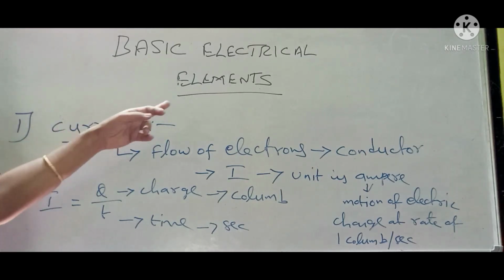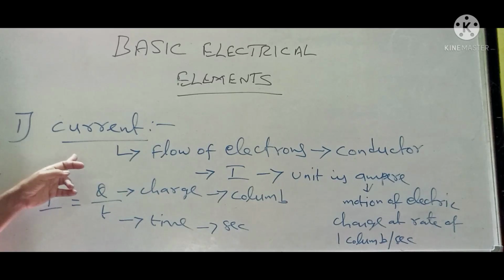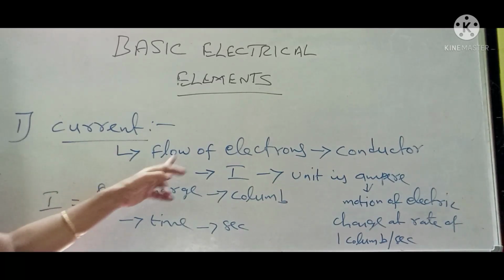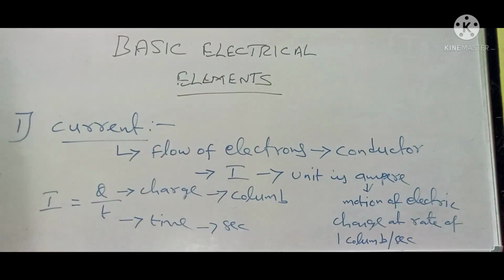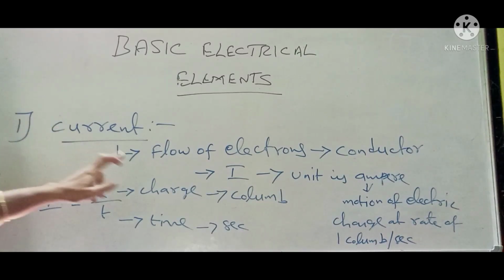One of the basic electrical elements is current. Current means flow of electrons in any conductor. Here conductor means the medium in which the current flows. For example, copper wire is a good conductor. So current means flow of electrons in any conductor.